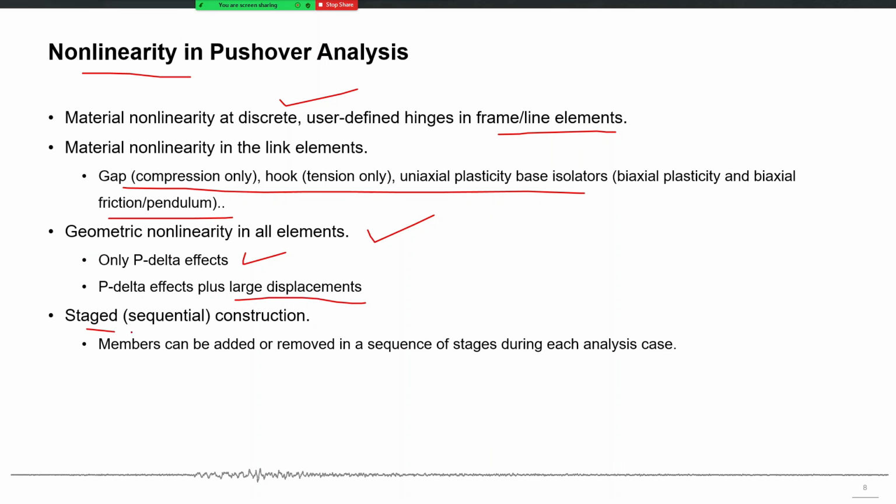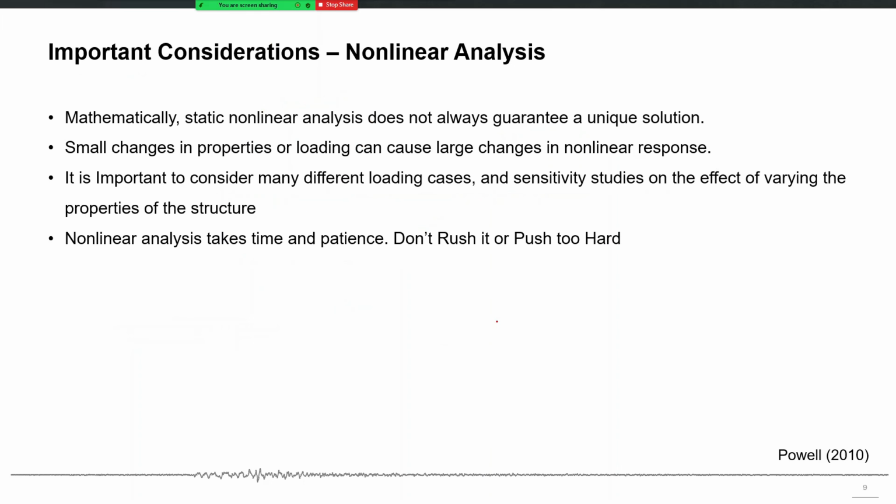And if you have a staged or sequential construction load case, a nonlinear load case, you can also have the nonlinear static procedure for this case. Obviously, nonlinear analysis doesn't always guarantee a unique solution. Sometimes you will have convergence issues. So there are several nonlinear parameters I will show you in ETABS. If you have convergence issues, you may have to modify those default nonlinear parameters so that your solution converges to a unique value.